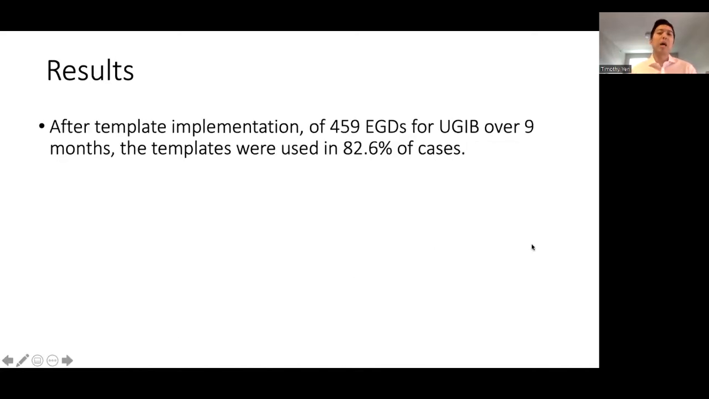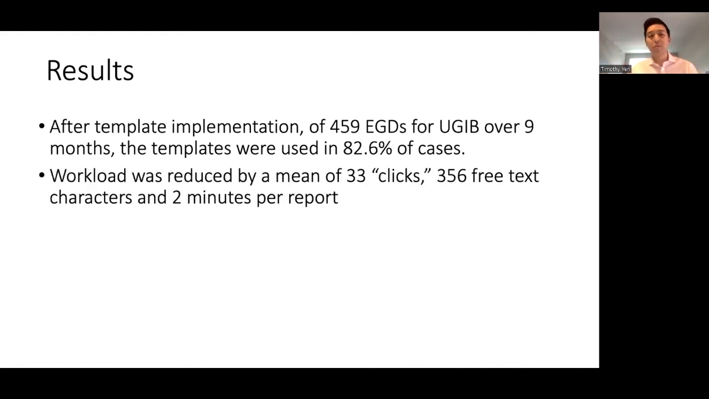So, the results after template implementation: for 9 months after we implemented templates, there were 459 upper endoscopies performed for upper GI bleeding. 82% of providers of endoscopies used templates. Overall workload was reduced, as I said, by quite a bit of time. That was 33 clicks, meaning literally mouse clicks in the EHR, 356 free text characters, and at least 2 minutes per report if you just went through and wrote it without the template versus with the template.